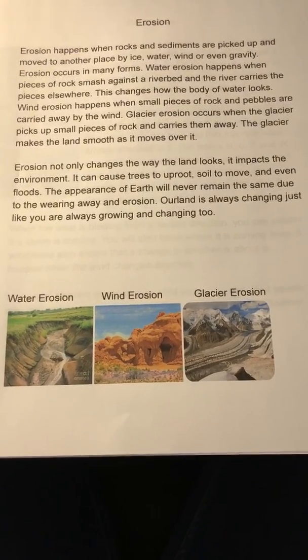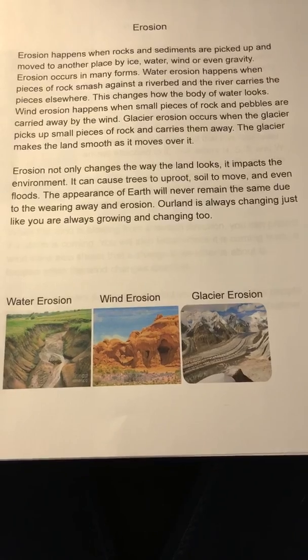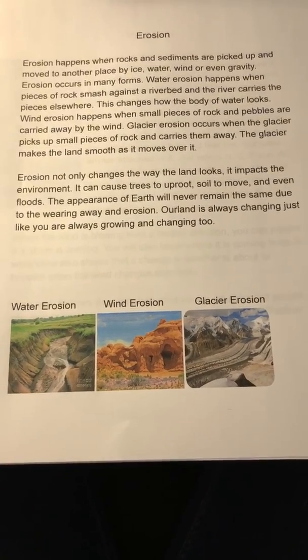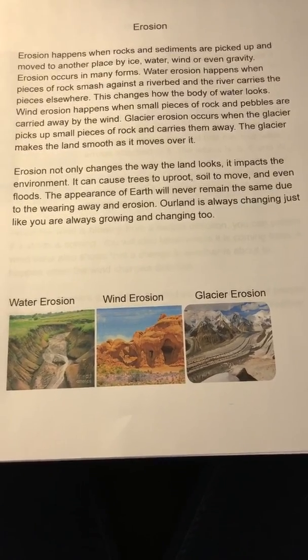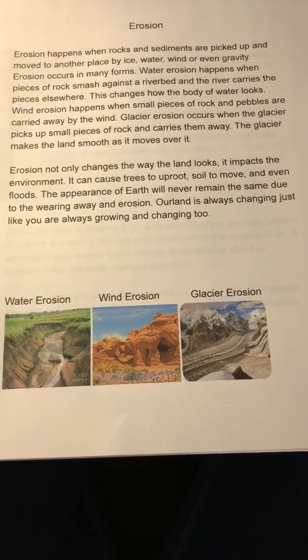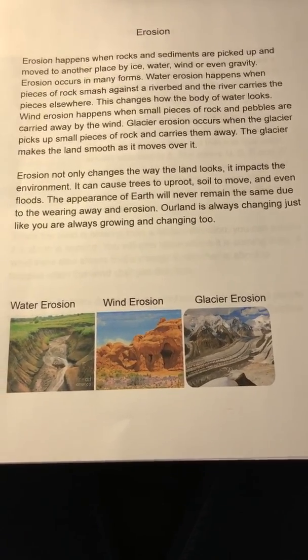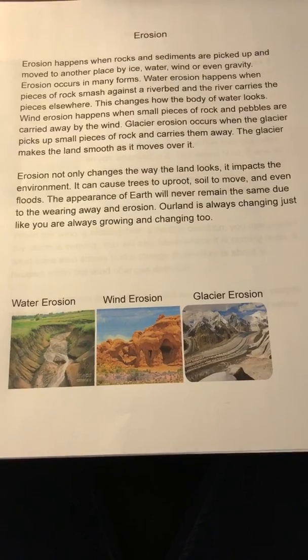Wind erosion happens when small pieces of rock and pebbles are carried away by the wind. Glacier erosion occurs when the glacier picks up small pieces of rock and carries them away. The glacier makes the land smooth as it moves over it.